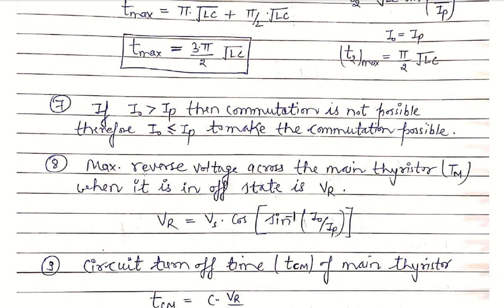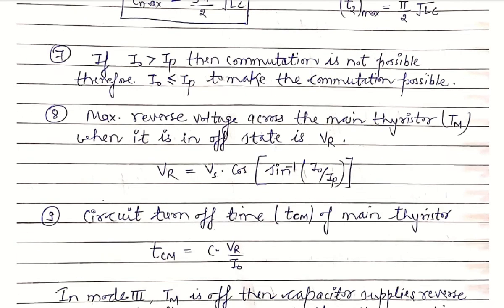What is the 8th point? Maximum reverse voltage across the main thyristor. What is the maximum voltage across the main thyristor? So the reverse voltage at the end of the second mode, we will see that this VR amount of voltage will be applied across the main thyristor to turn it off. So it will be given by Vs cos of sine inverse of I0 divided by IP. This amount of voltage will be required to turn off the main thyristor.